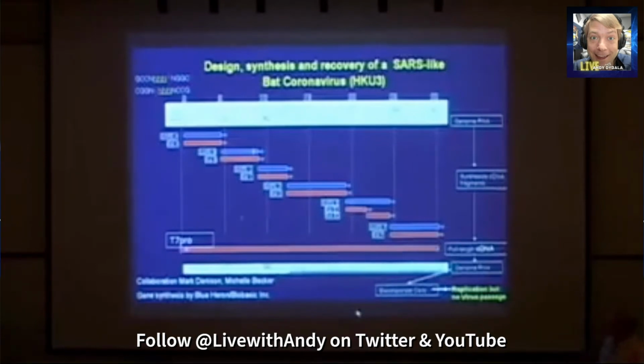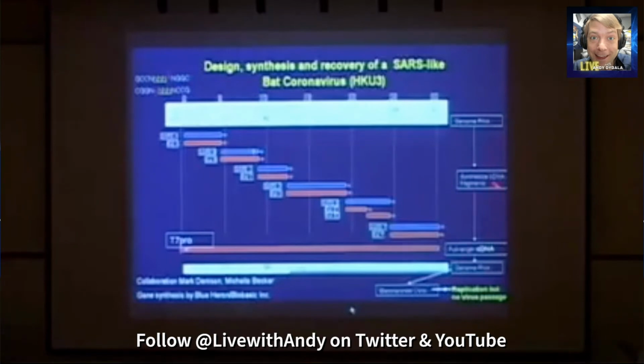Now, the synthetic bat genome that we made using Blue Heron and BioBasic is basically interchangeable with the Urbani clone. The only real difference was that we broke the F fragment into 2 pieces so that we could play with the receptor binding domain easily if this thing didn't turn out to be infectious.